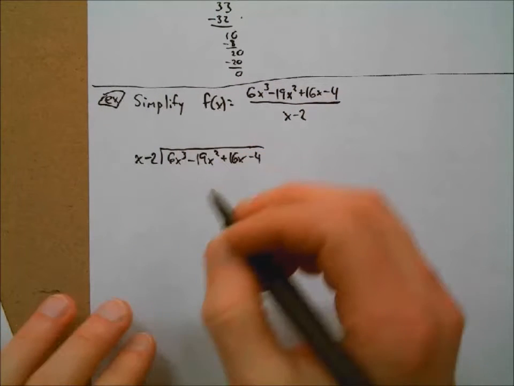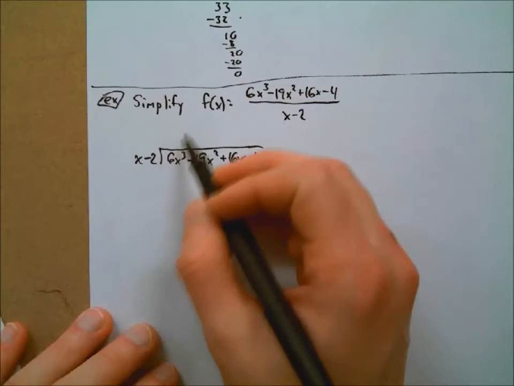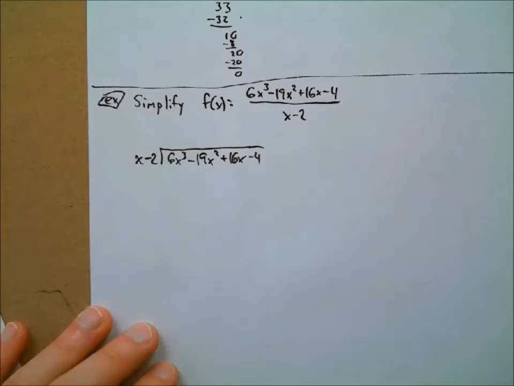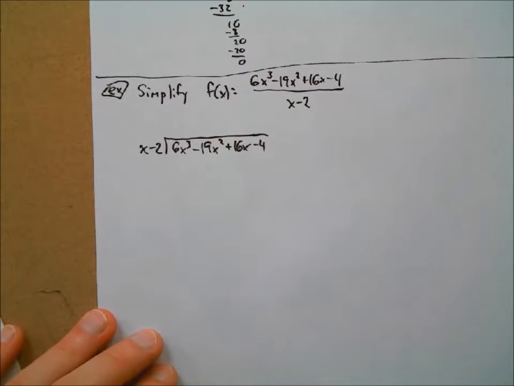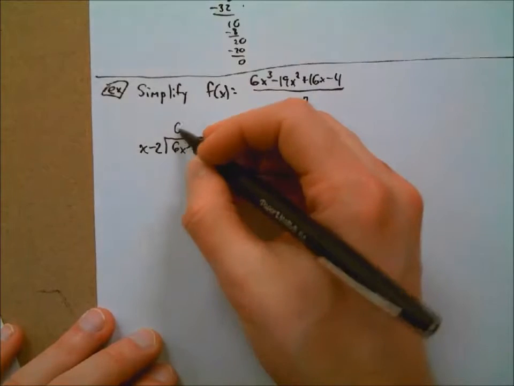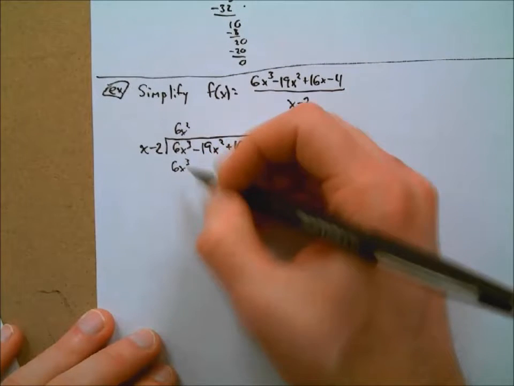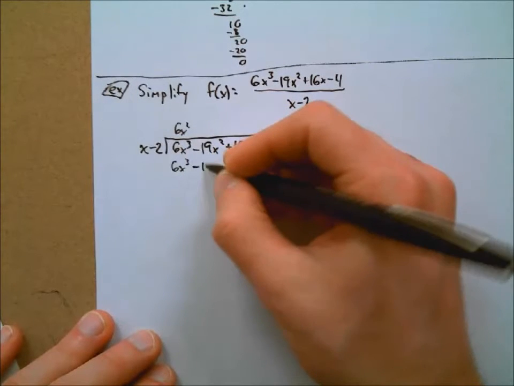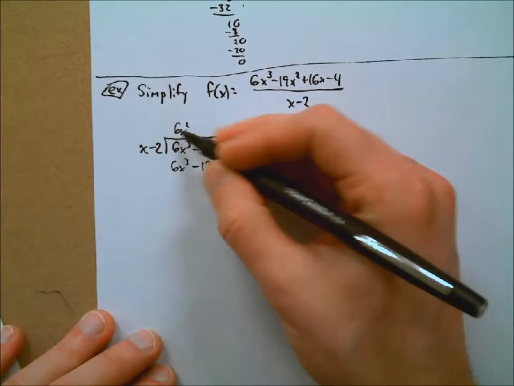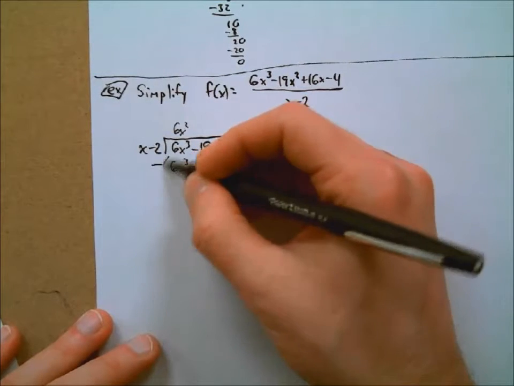All right, so then we need to figure out the same question that we asked ourselves before. What times x gets us 6x cubed? 6x squared. If we put a 6x squared here, that will multiply with the x to get 6x cubed. We want that lead term to go away. But then the 6x squared also needs to multiply with the negative 2, so we'll have minus 12x squared as well, because 6x squared times minus 2 is minus 12x squared. And we'll do the same thing we did before. We'll subtract this quantity.